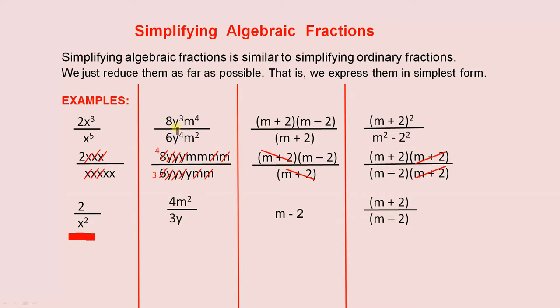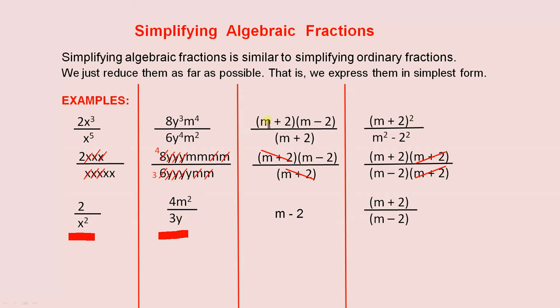Let's look at number 2. Here is the numerator and I've expanded that there. Here is the denominator and I have expanded that there. Now 8 over 6 I have simplified to 4 over 3. That's fairly obvious. We cross off 3 y's from the numerator and 3 y's from the denominator. We cross off 2 m's from the numerator and 2 m's from the denominator. And the answer is 4m squared over 3y.